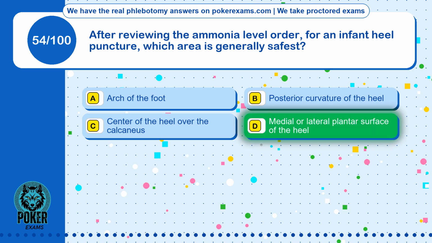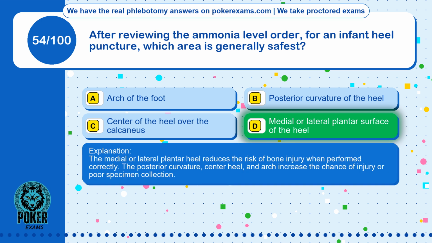The correct answer is option D. Medial or lateral plantar surface of the heel. The medial or lateral plantar heel reduces the risk of bone injury when performed correctly. The posterior curvature, center heel, and arch increase the chance of injury or poor specimen collection.